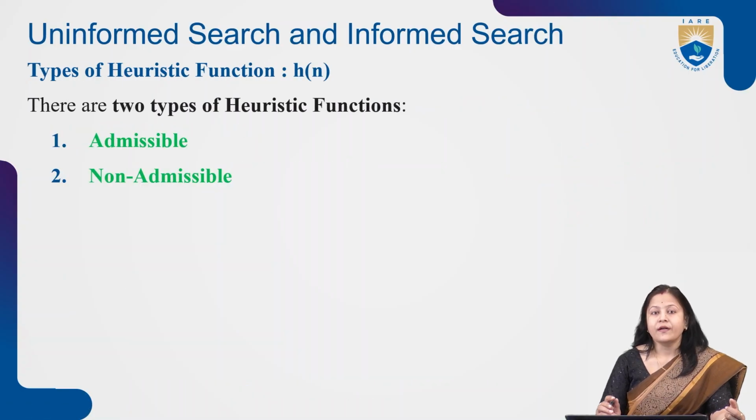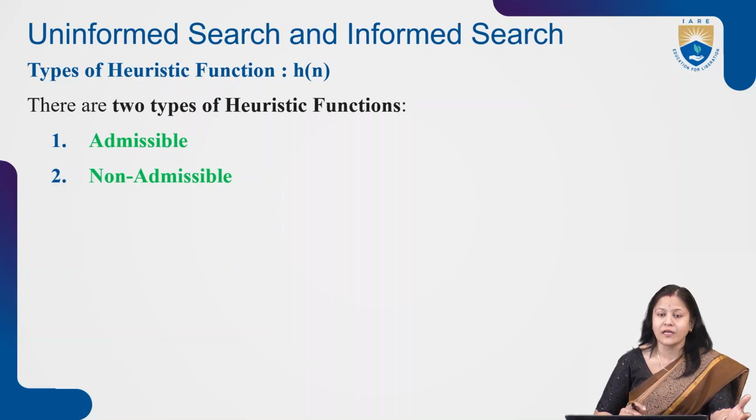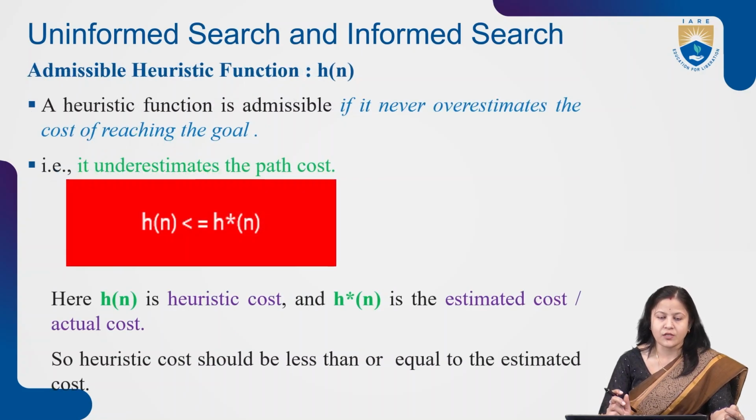Now there are two different types of heuristic function. One is admissible, another one is non-admissible. When we can say that the heuristic function is admissible, it means it is applicable. And when the heuristic function is not applicable, that also we need to understand before the use of the heuristic function. So the condition here I have mentioned: h of n is less than or equal to h star n, where h of n is the heuristic value and h star n is nothing but the estimated cost, which is also called the actual cost.